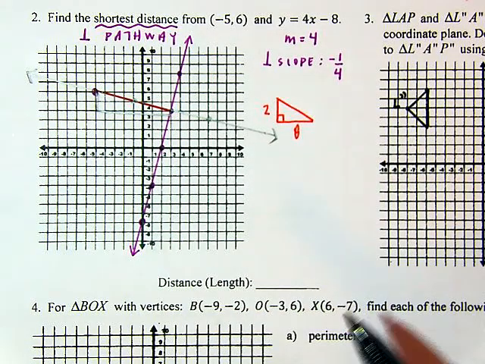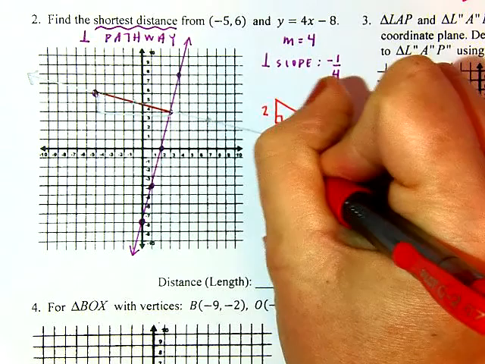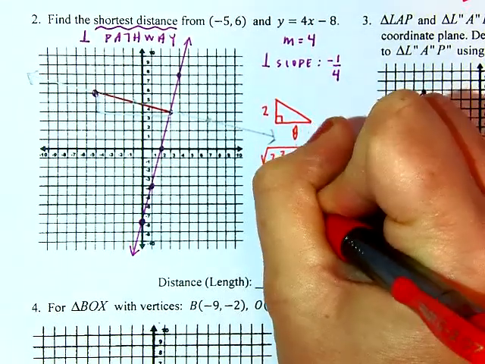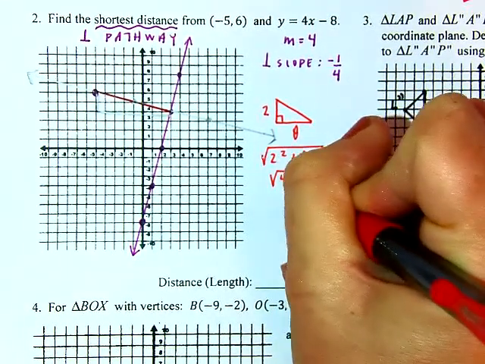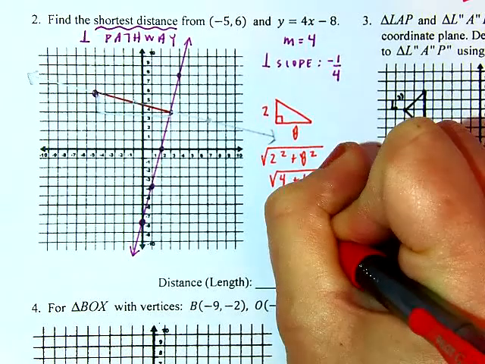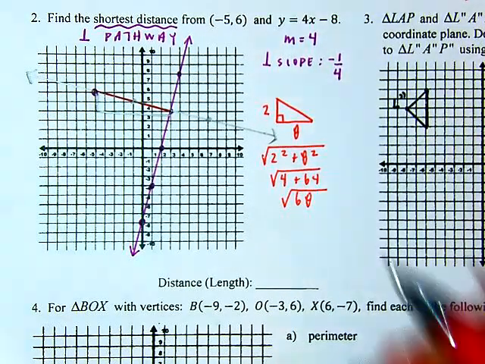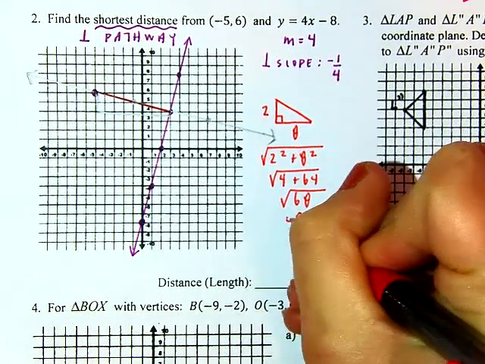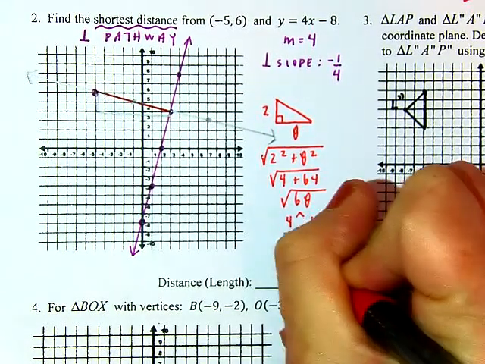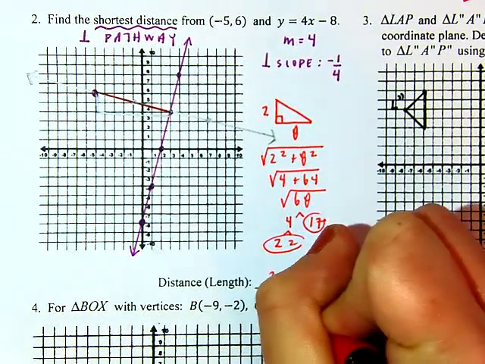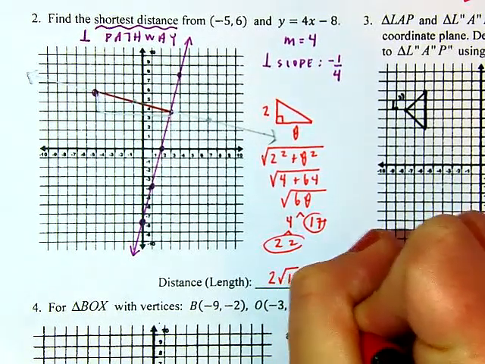Okay, so now I take the square root of 2 squared plus 8 squared, 4 plus 64, 68. So the square root of 68 is 4 times 17, and here's my pair of 2's. So my distance, my length, is 2 root 17.